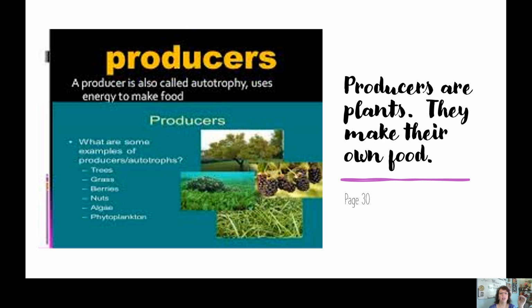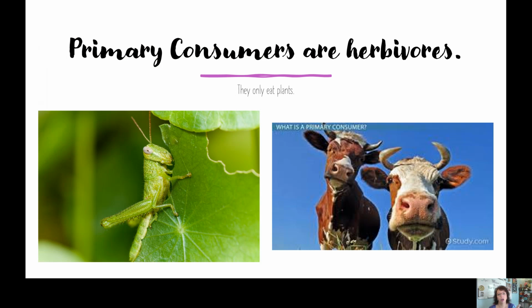Producers are also called autotrophs. And that means they use energy to make food. Producers are the only things on the whole planet that make their own food. And those are all of our plants. Okay? They get their energy from the sun. They don't eat anything to gain energy. All right, now, primary consumers are herbivores. They only eat the producers. They eat the plants. So there you have your grasshoppers and those cute little cows.